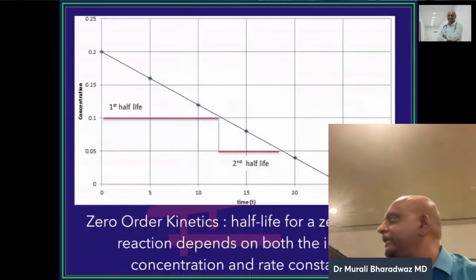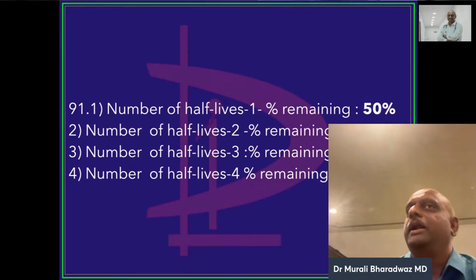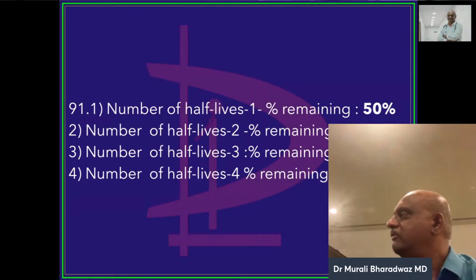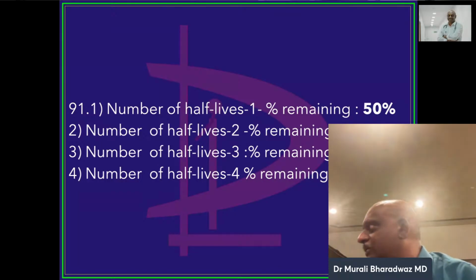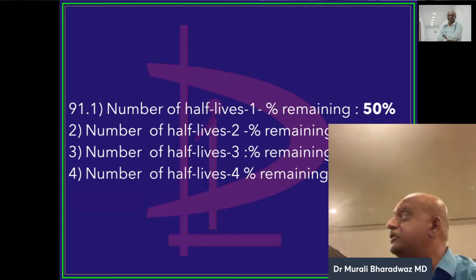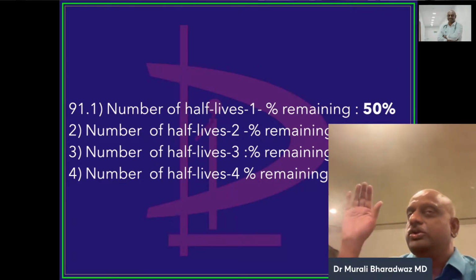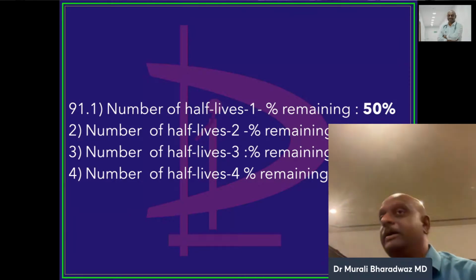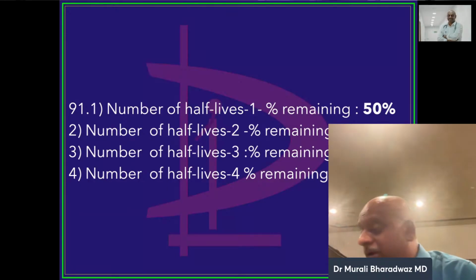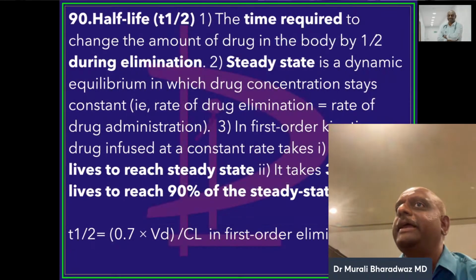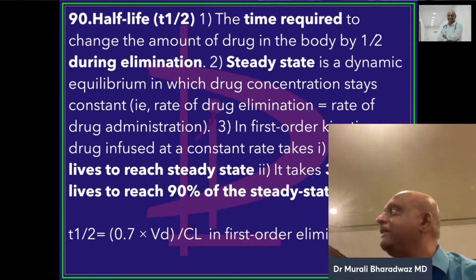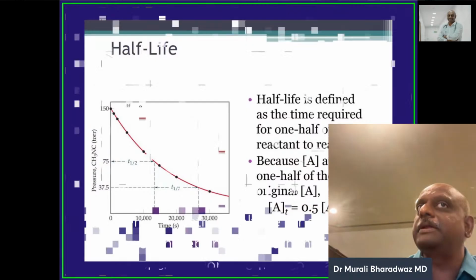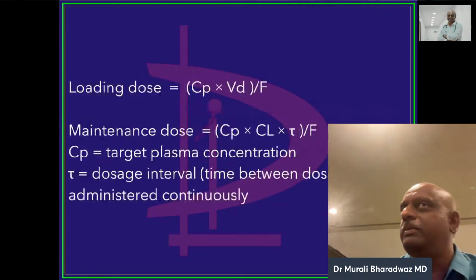Remember this one point. Now the number of half-lives in first order kinetics, I'm not talking about zero order. Zero order is fixed amount eliminated. Here fixed proportion eliminated. So one half-life 50%, two half-lives 25%, three half-lives 12.5% remaining, four half-lives 6.25. And you require how many half-lives? 4 to 5 half-lives to achieve 100% of steady state is what we need to remember.